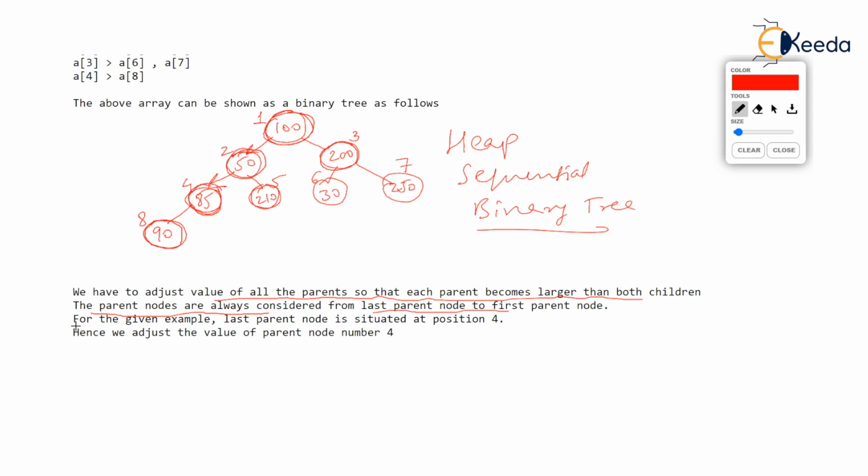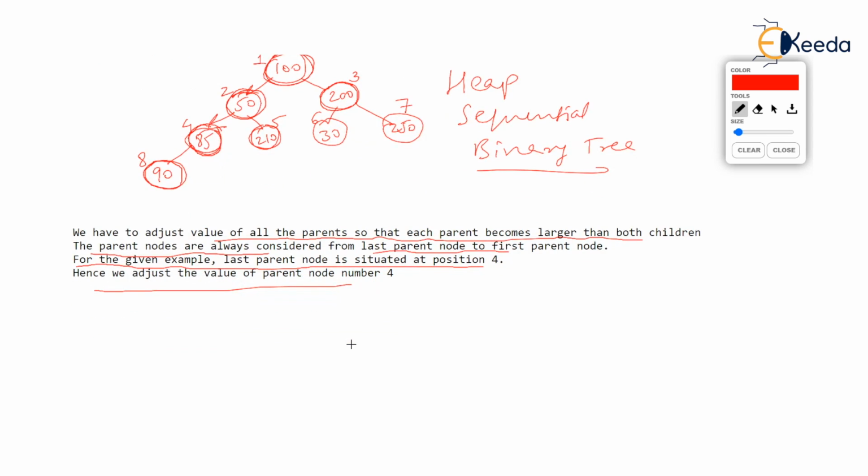So for the given example, where is the last parent? The last parent node is situated at position 4. This fourth node is the last parent. After that, all are leaves. Hence, we adjust the value of the last parent, parent number 4. So let's see what the procedure is for adjusting the value of the last parent.